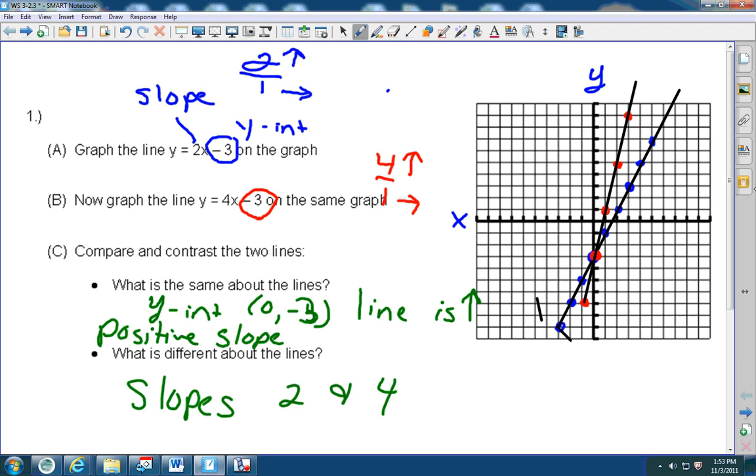Now, can you tell me out of these two lines which line is steeper? What does that mean? If it's steeper, it means it's more vertical. Okay? The steeper, it's farther away from 0. So the steeper line is y equals 4x minus 3 because the slope is a larger number.